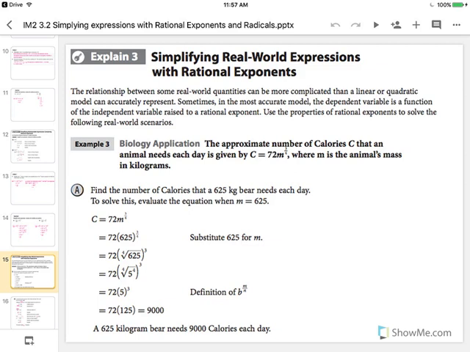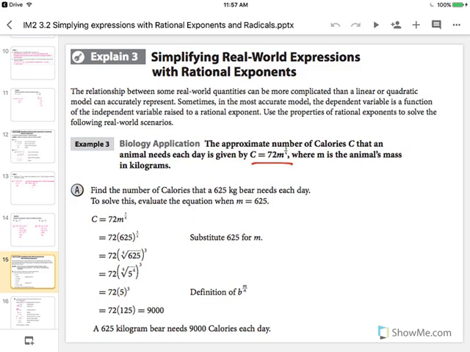The approximate number of calories C that an animal needs each day is given by C equal to 72 m raised to the power of 3 over 4, where m is the animal mass in kilograms. Example A: find the number of calories that a 625 kilogram bear needs each day. To solve this problem, evaluate the expression when m is 625. The formula they gave us is C equal to 72 m raised to the 3 over 4. So we substitute m for 625.